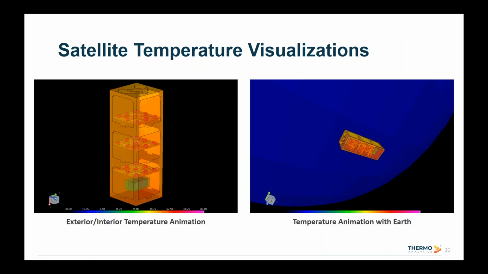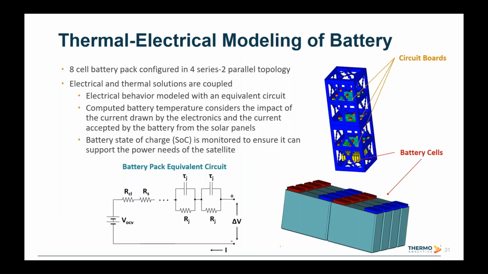So now we'll talk a little bit about how we incorporate the battery pack and solar panels into our simulation. So first, with the battery, for the rest of this webinar, we're going to be looking at an 8-cell battery pack that's configured in a 4S 2P topology. And the approach we're taking is to do a coupled thermal electrical solution where MuSES is handling both the electrical and the thermal part of the simulation.